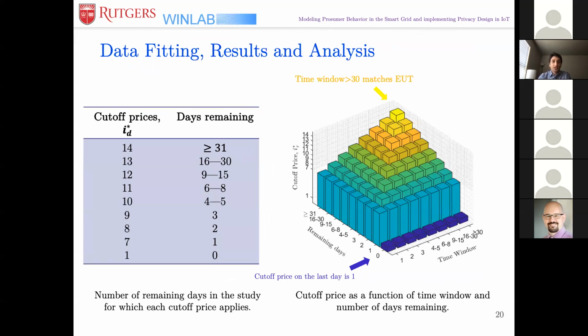The table on the left shows the cutoff price as a function of the number of days remaining in the study. And as shown in the table, the cutoff price necessarily declines as the study approaches its end. And the figure on the right shows the cutoff price as a function of both time window and number of days remaining in the study. As the figure demonstrates, for this study's parameters, EUT with a time window becomes EUT for time windows greater than 30 days.